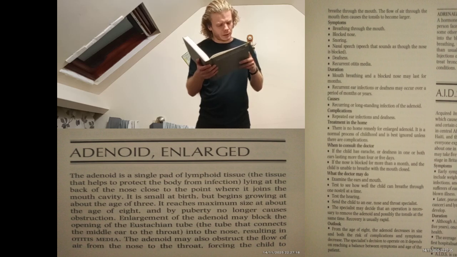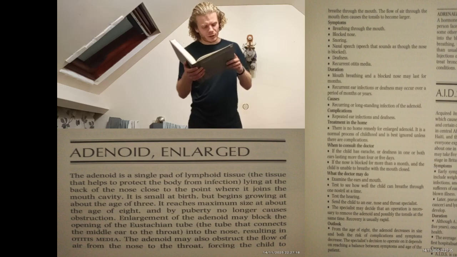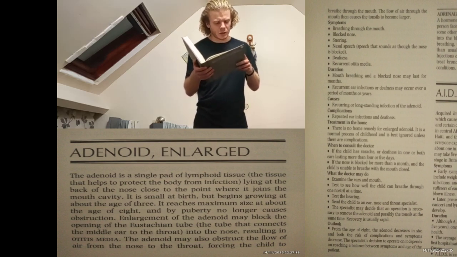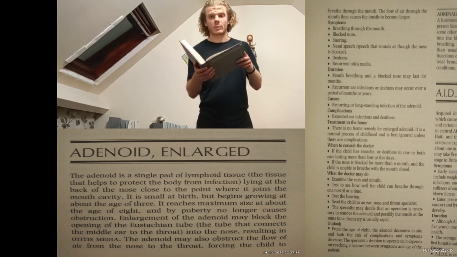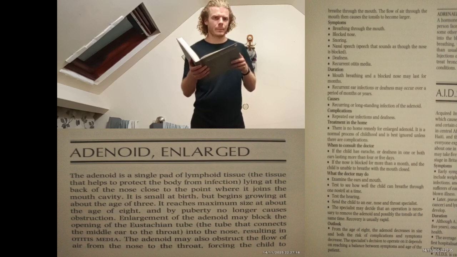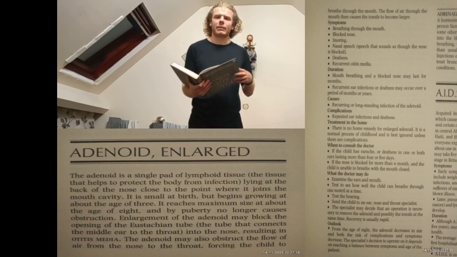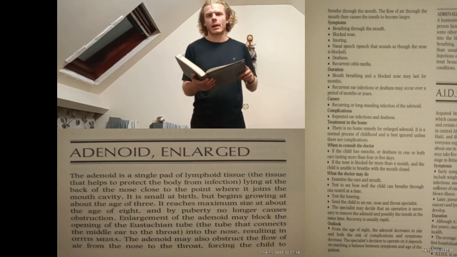Recovery is usually rapid. Outlook: from the age of 8, the adenoid decreases in size and both the risk of complications and symptoms decrease. So I think they're saying that actually almost everyone has an enlarged adenoid, but in some children it is so bad that something has to be done about it. People can have an ear infection because the adenoid is enlarged, which blocks the Eustachian tube, clearing the middle ear.